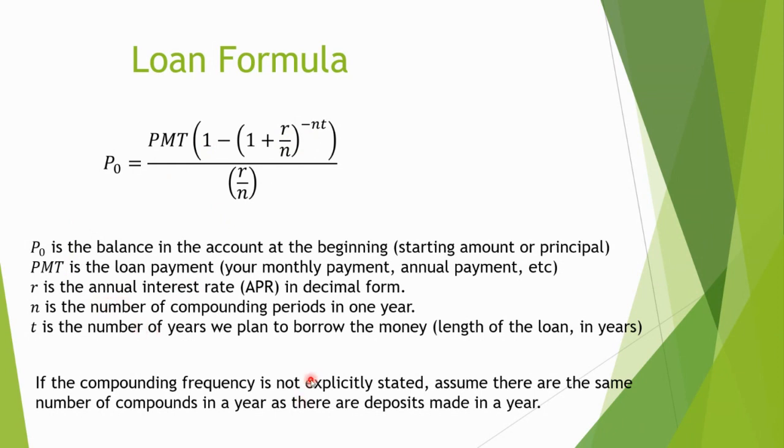And I said this before, but again, if the compounding frequency is not stated explicitly, we assume that the frequency at which the account is compounded is the same as the frequency payments are made. In other words, if you're making monthly payments, it's compounded monthly. If you're making annual payments, it's compounded annually, which basically means once a year. And if somehow you're making daily payments, it'd be compounded daily, and so on. Okay. So that's what we have here.